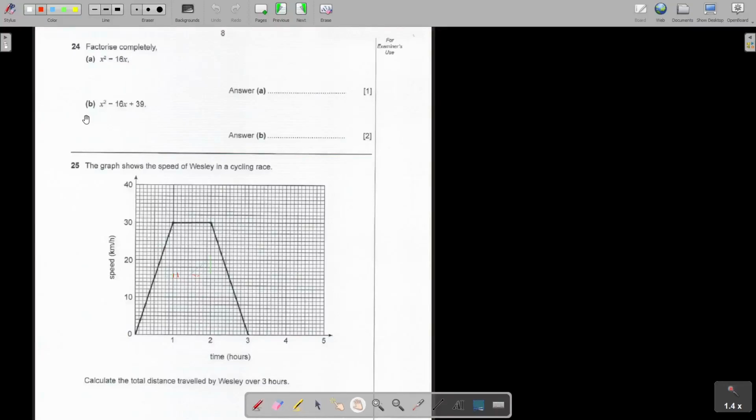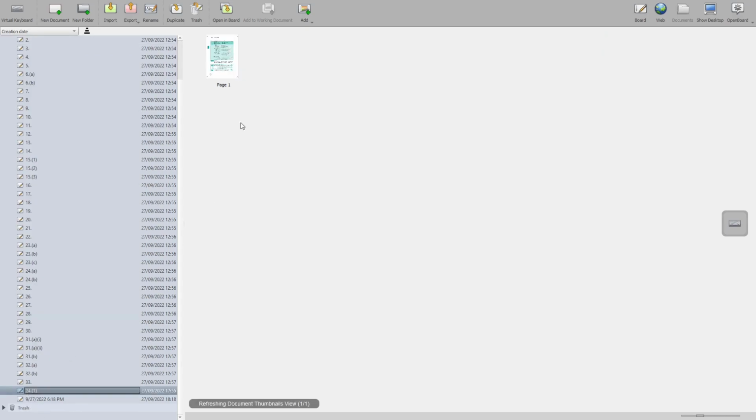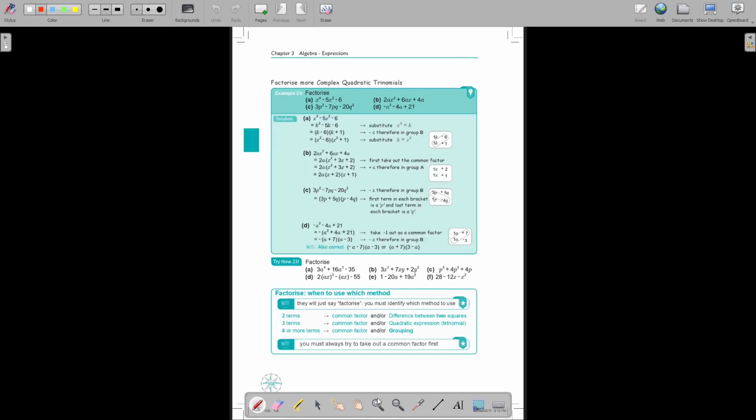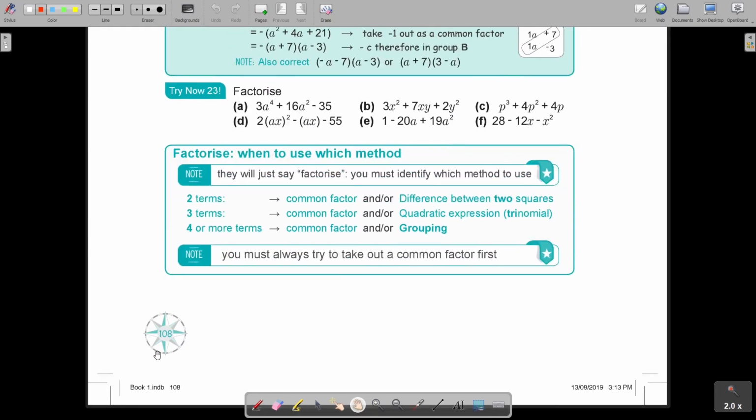Let's start with question number 24. Factorize completely. Now that's expressions, and it's going back to the brackets. Let me first take you to the textbook in factorization. I first want to take you to the summary of this, and you will find this on page 108.